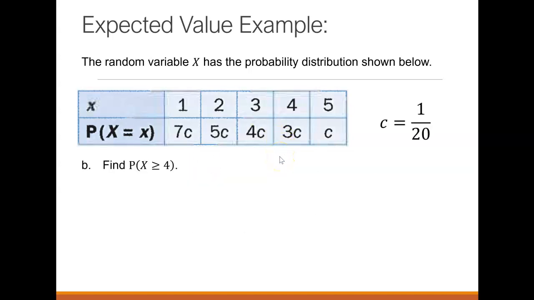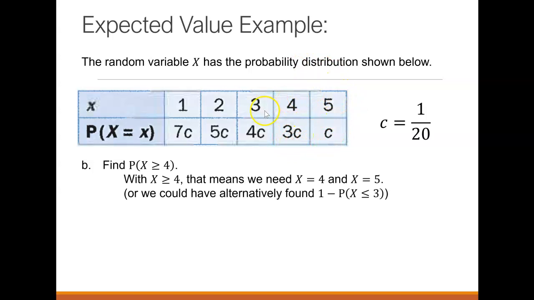Okay. Find the probability that x is greater than or equal to 4. So I have the probability that x equals 4 plus the probability x equals 5. Or we could do 1 minus the probability that x is less than or equal to 3. Either is okay. This is less adding, so that's the way we did it. Again, c is 1 over 20, so I have 3 over 20 plus 1 over 20, so 4 over 20. Then 4c. Absolutely. You could have added the 2 and then plugged this 1 over 20 in. That's fine.